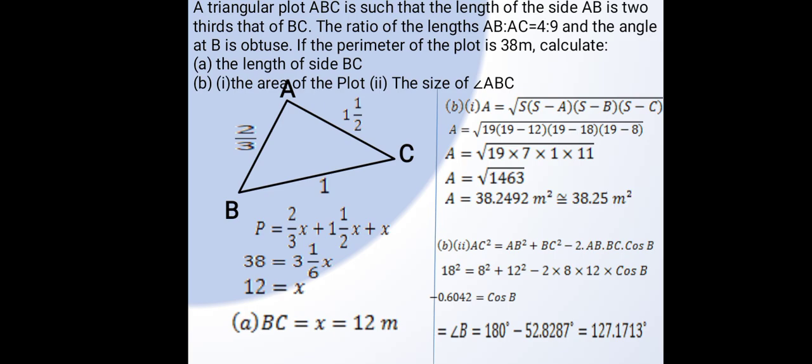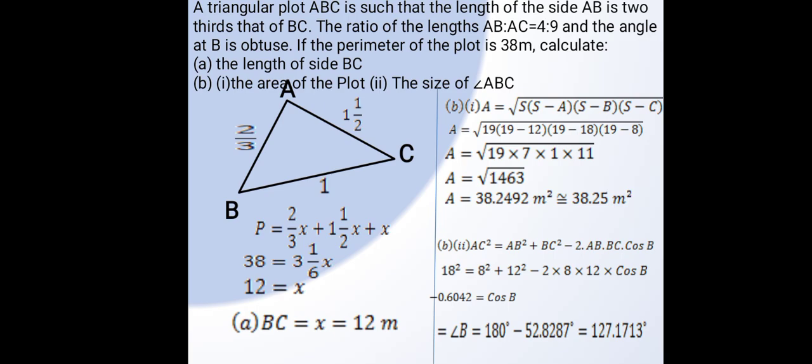At a triangular plot, ABC is such that the length of the side AB is 2/3 that of BC. The ratio of the length AB to AC is 4:9. The angle at B is obtuse. If the perimeter of the plot is 38 meter, calculate A, the length of side BC, B, the area of the plot, and part 2 of B, the size of angle ABC.